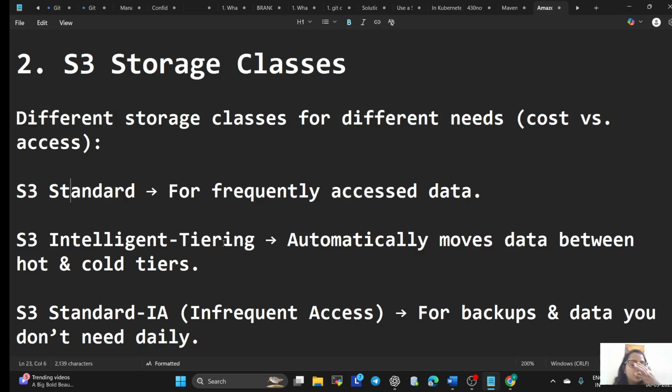The second one is S3 Intelligent-Tiering. By the name itself we can understand. It will automatically move our data between hot and cold tiers. Hot and cold tier means if some data is there which you have not used for the last 1 month, it will keep it in the cold tier. Like that it will work.